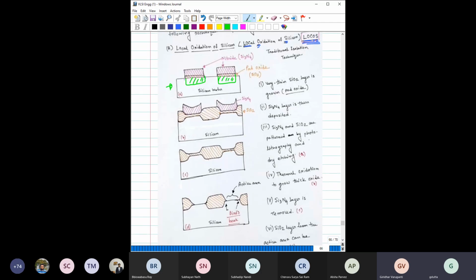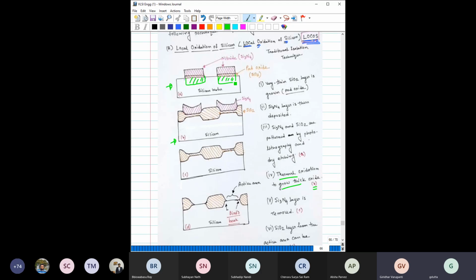Then you do further oxidation. You can see everything has been written here with some numbers as well. This is B. Then you do the thermal oxidation. When you do the thermal oxidation, as these regions are covered with silicon nitride, no further oxidation will happen in these regions.